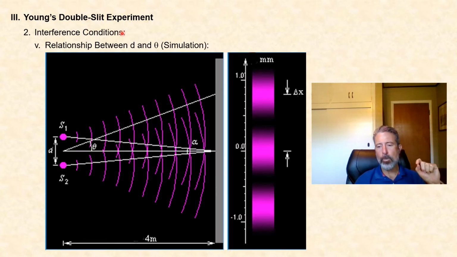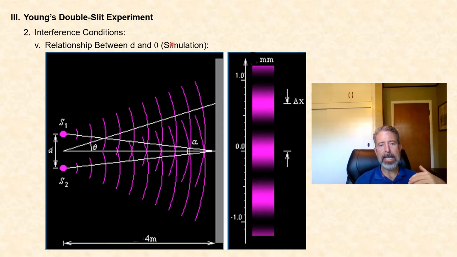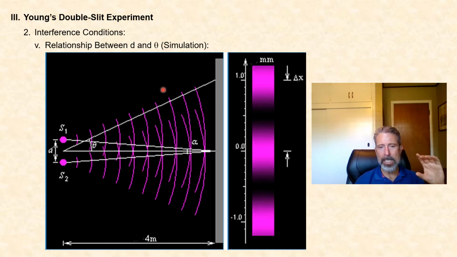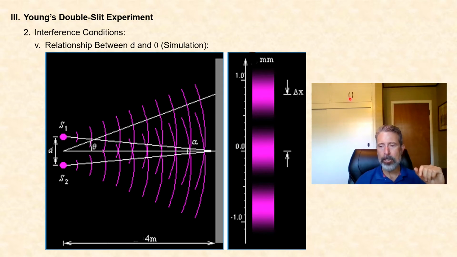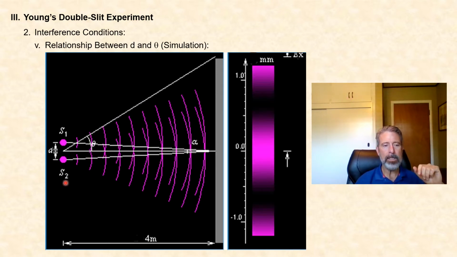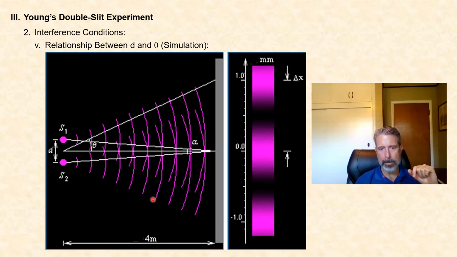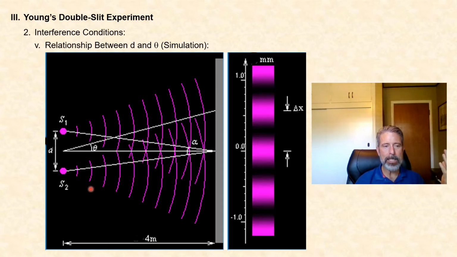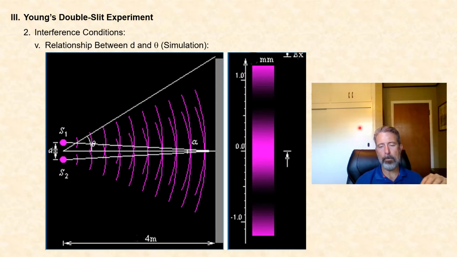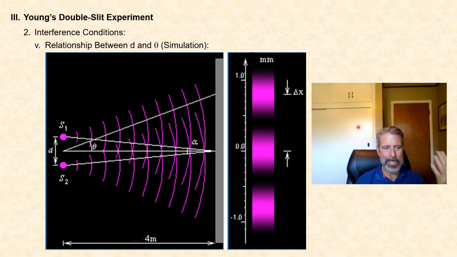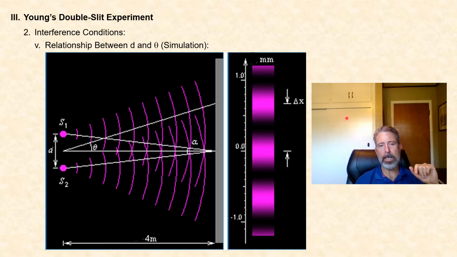So in the next couple slides, we'll take a look at the relationship between d, the slit spacing, and theta, which is a measure of the angular separation of these fringes on the screen. In this slide, we'll look at a simulation which nicely shows this relationship. Notice here as d is increasing, theta is decreasing. In other words, as the slit spacing gets bigger, the angular spacing between these fringes gets smaller. There's an inverse relationship between slit spacing and the distance between these fringes on the screen.